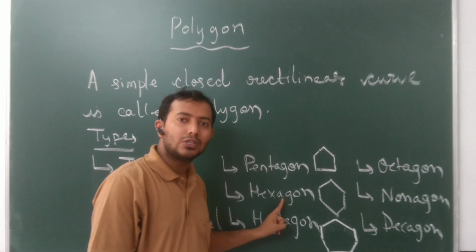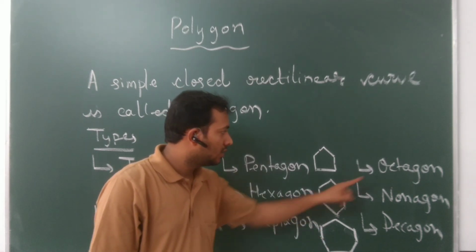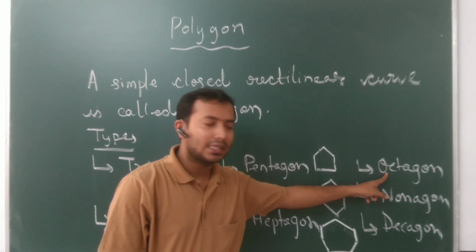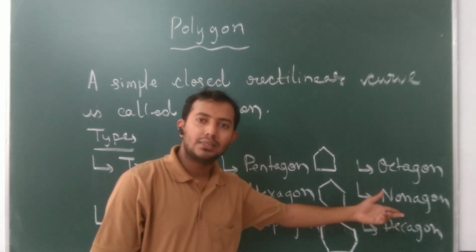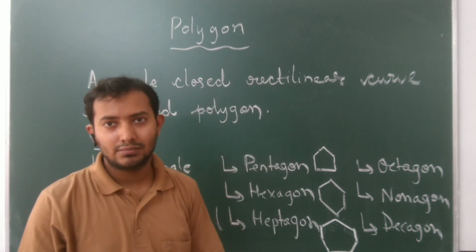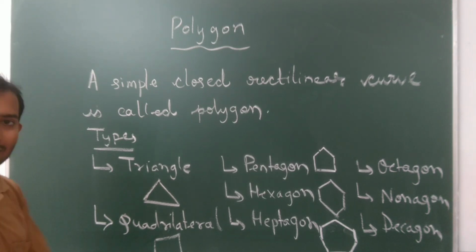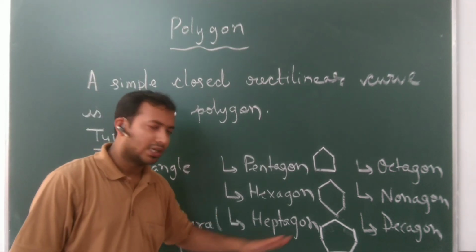A six-sided polygon is called a hexagon. A seven-sided polygon, heptagon. An eight-sided polygon, octagon. A nine-sided polygon, nonagon. And a 10-sided polygon, decagon. There are many more, like the dodecagon. We will not discuss that many. Only these 10 are in our syllabus.